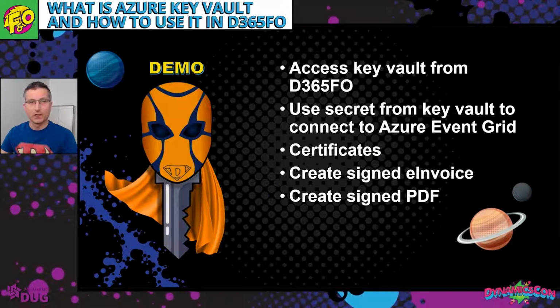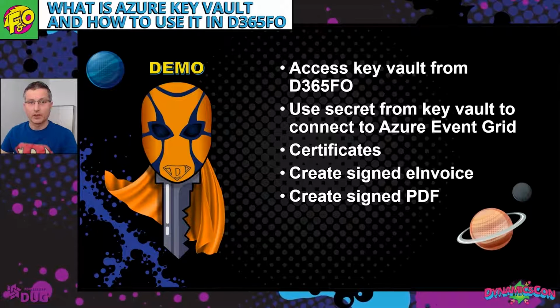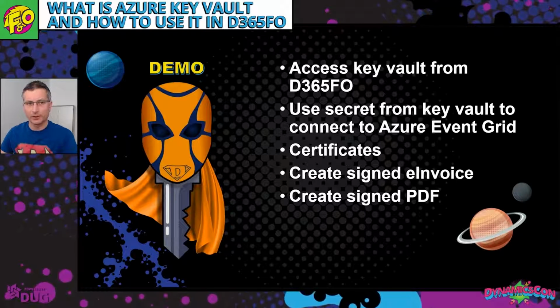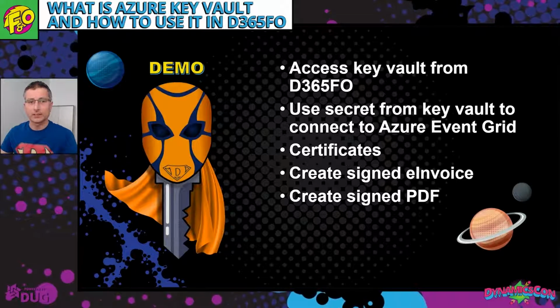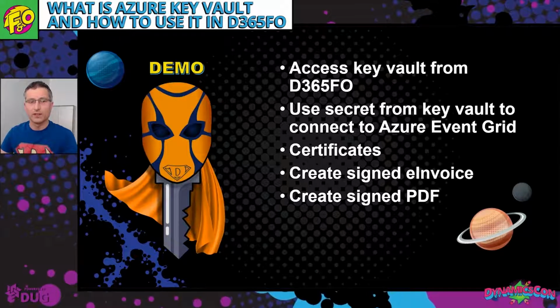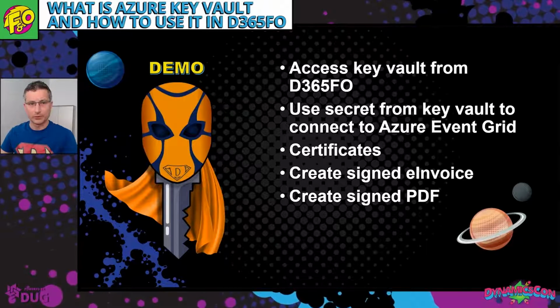In the second demo, we will first show how to access Key Vault from FNO to use a simple text secret. For the use case, we will take a creation of event grid endpoint from my last Dynamics session. But that is actually not important. The important detail here is that the event grid access key is not entered in FNO, but it's stored in a Key Vault. Then we will take a look at how we can leverage Key Vault certificates to sign the XML e-invoice, and at the end, also to sign the PDF documents. The latter is not supported by the standard, so we will use a third-party solution.